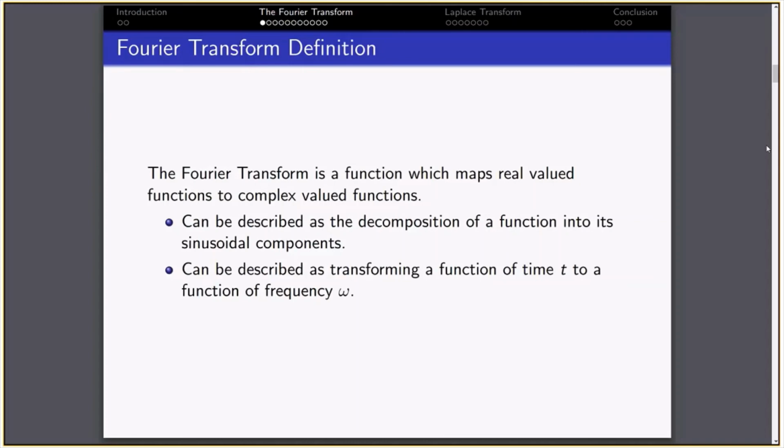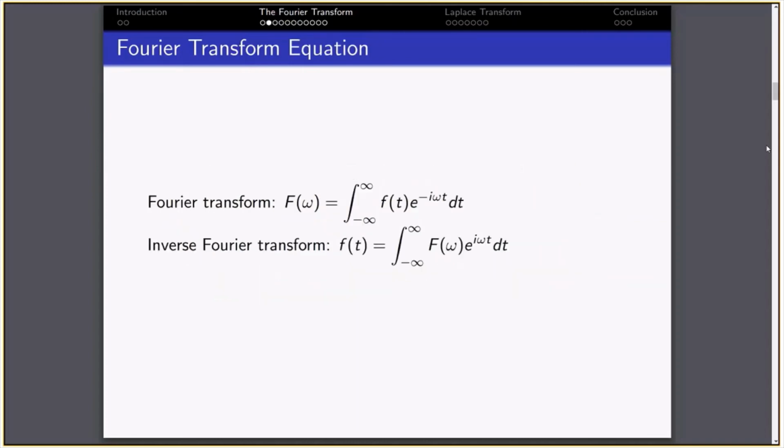But before we go through any examples, we should go through what the actual transform is. If we have a function f of t, then taking the Fourier transform of the function, we denote that as a capital F based on the variable omega. And that is defined to be the integral from negative infinity to positive infinity of that function multiplied by e to the negative i omega t dt. Similarly, if we have the capital F of omega function, we can then take the inverse Fourier transform of that, and that is also given for you below.